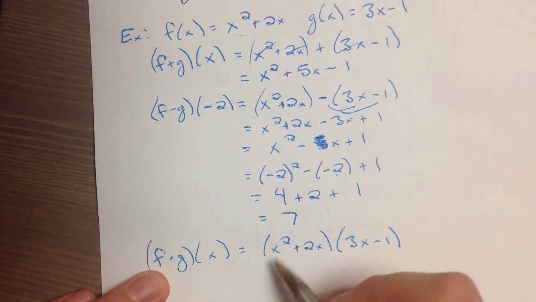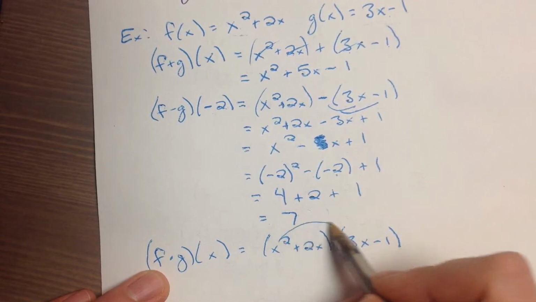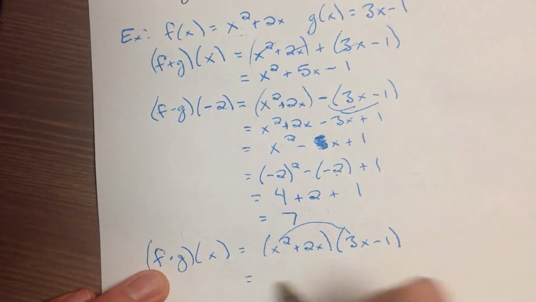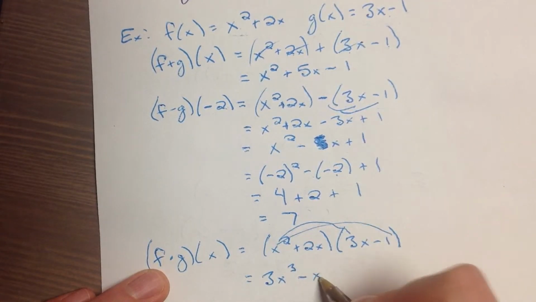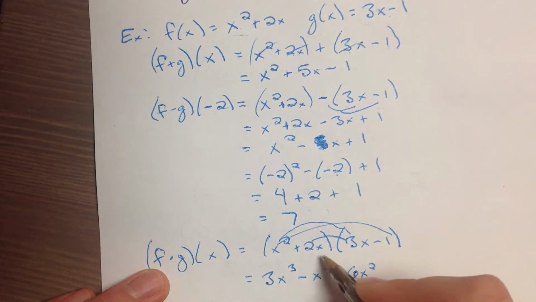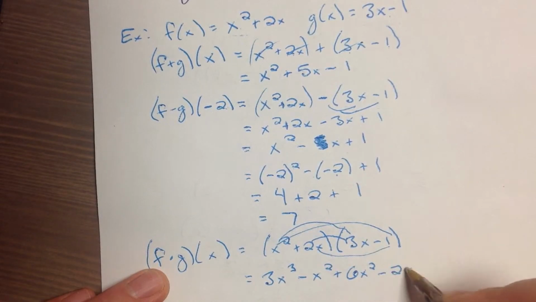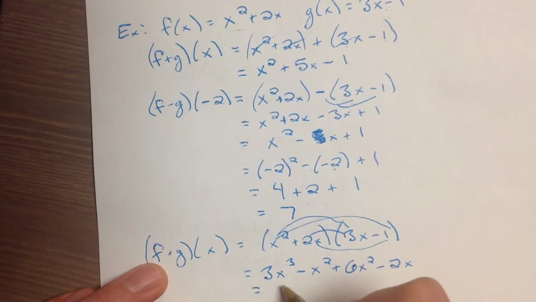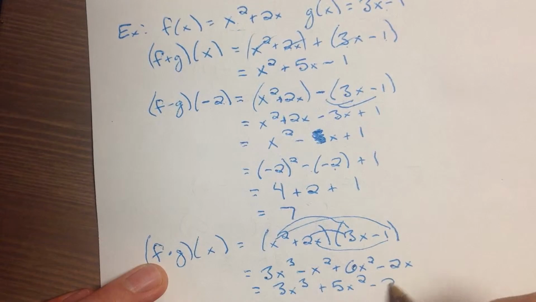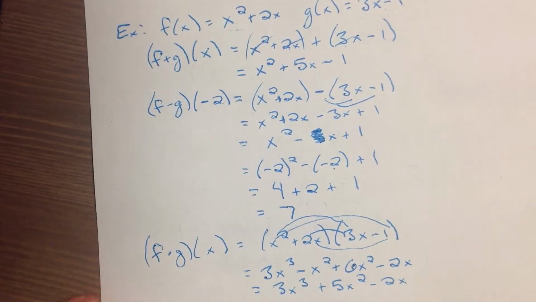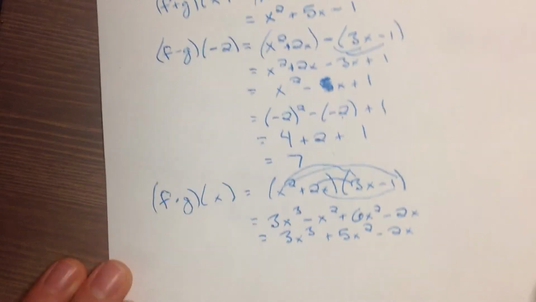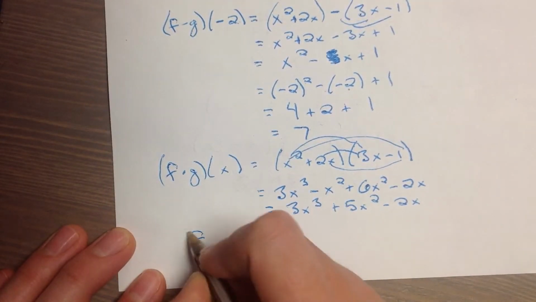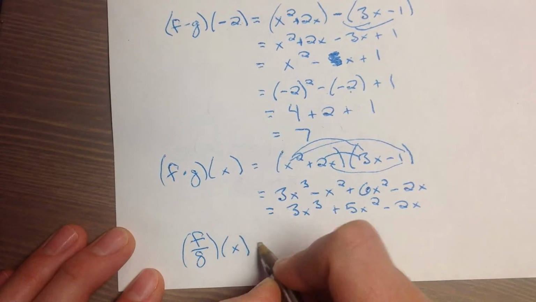To multiply these two, we're going to have to apply a method called foiling. So we go first, x squared times 3x is 3x cubed, so we add their powers. X squared times negative 1, negative x squared, plus 6x squared, minus 2x. Combining our like terms in the middle, 3x cubed plus 5x squared minus 2x would be the two equations multiplied.